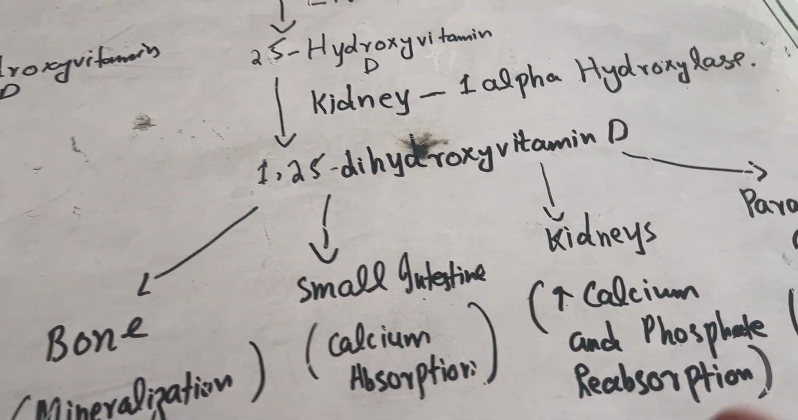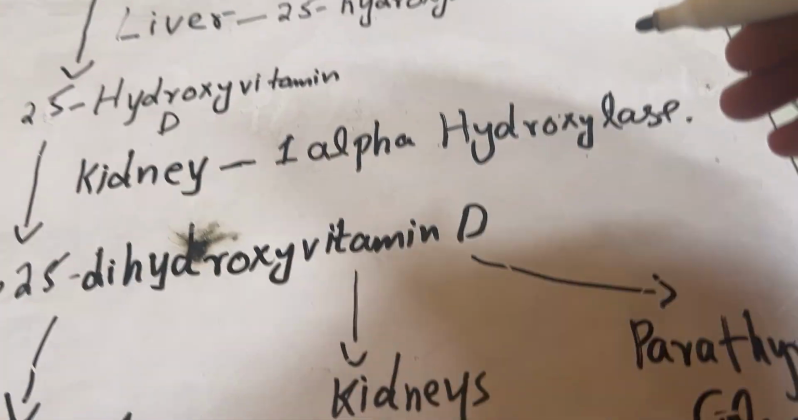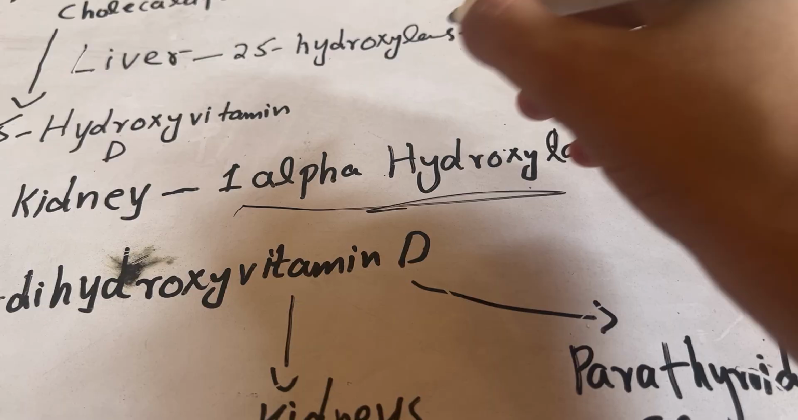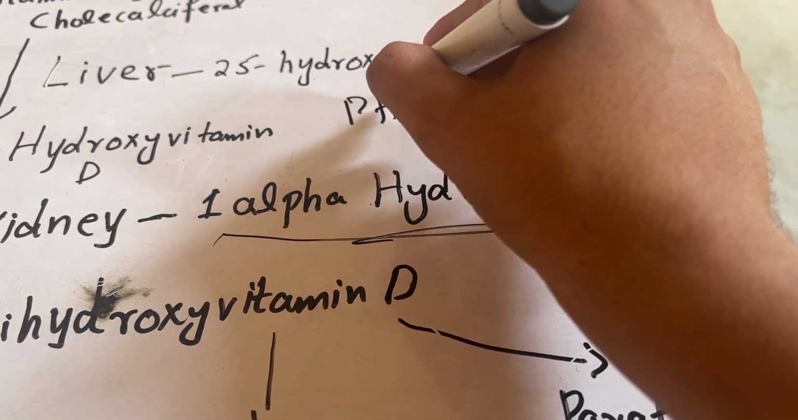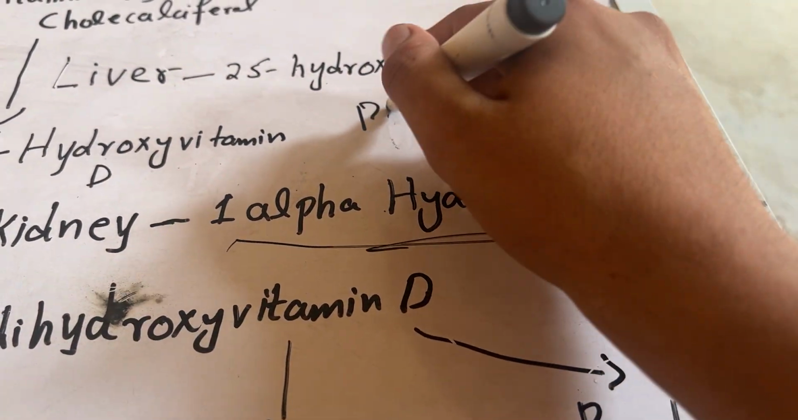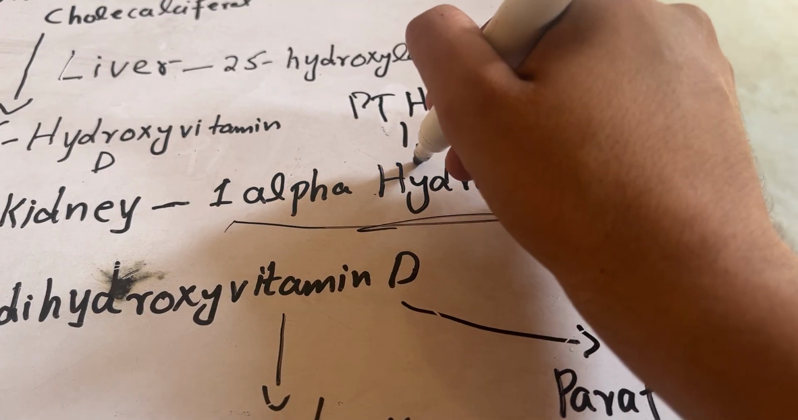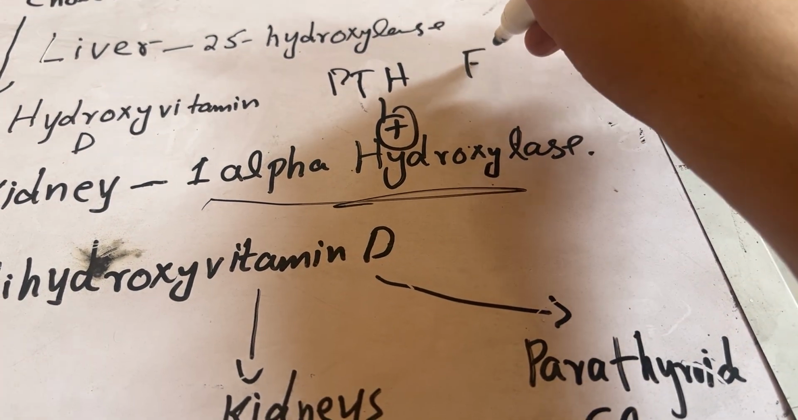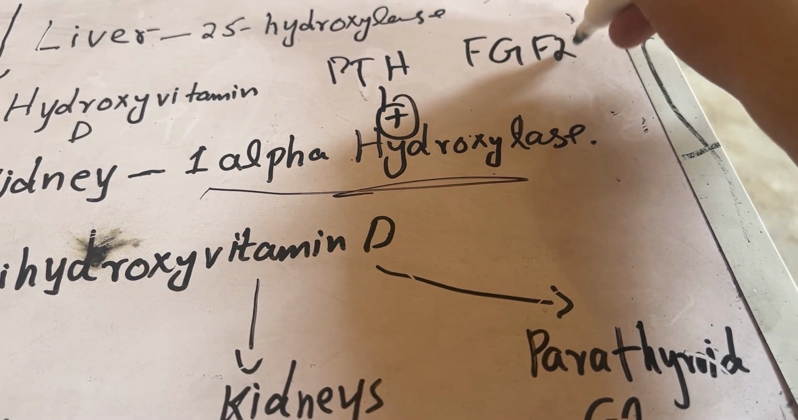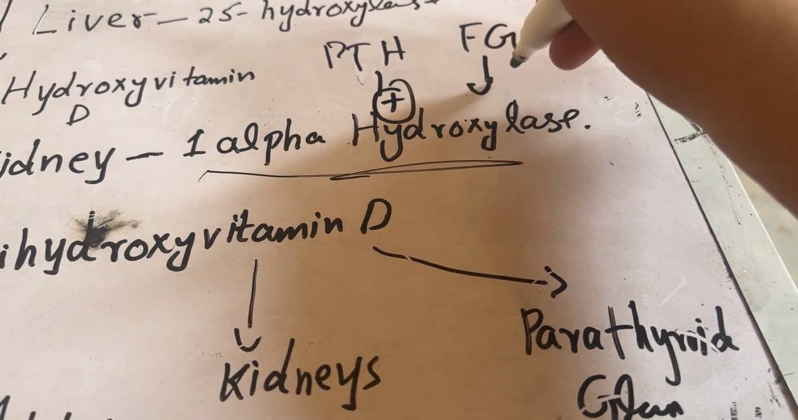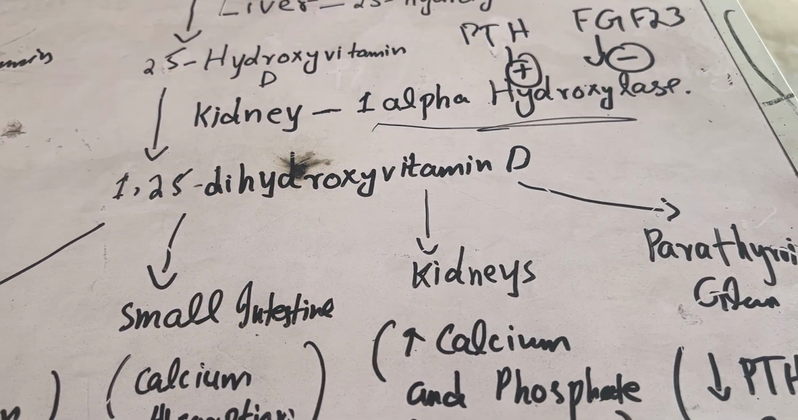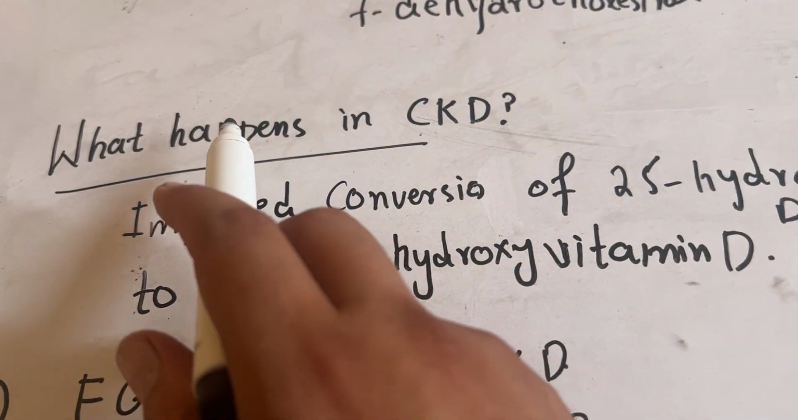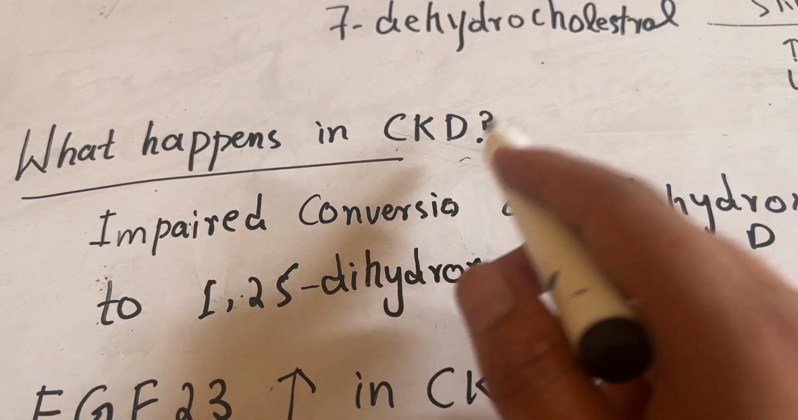One thing that I would like to mention is this 1 alpha hydroxylase. Parathyroid hormone stimulates it, while fibroblast growth factor 23 suppresses it. Okay, so now one thing that I would like to discuss is what happens in chronic kidney disease.